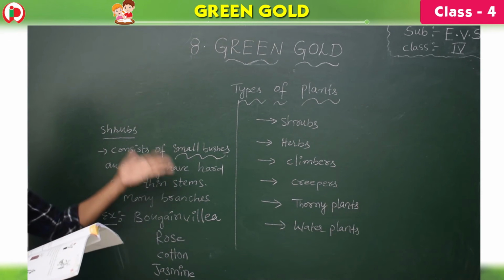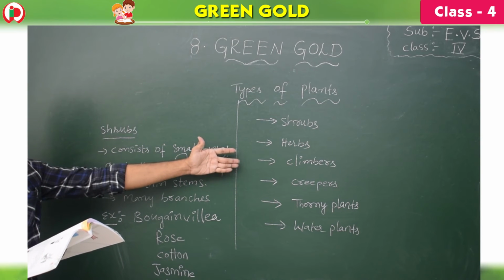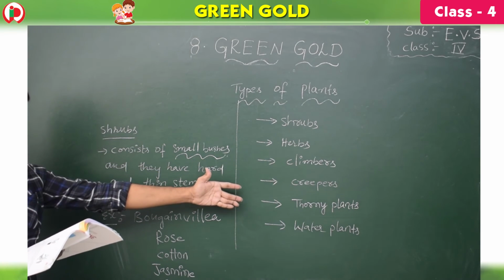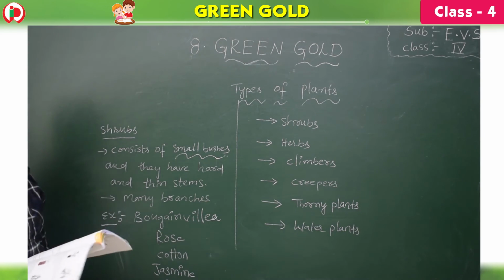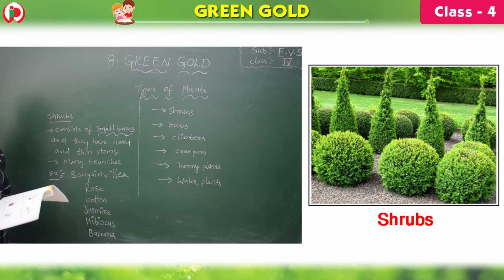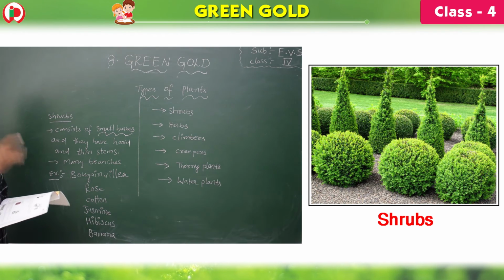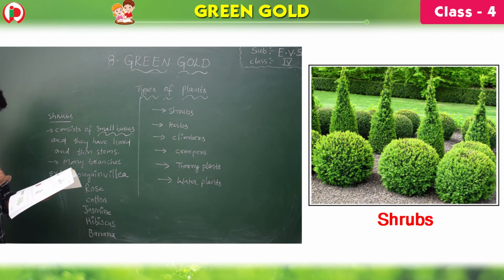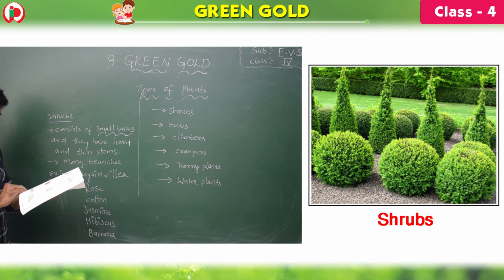So these are the types of plants, children. First one is shrub, second one is herb, third one is climbers, fourth one is creepers, fifth one is thorny plants, sixth one is water plants. Now see the shrubs first. Children, shrubs are very small bushes. They have hard and thin stems. The stem is hard, but it is very thin. And they have many branches and live for many years.